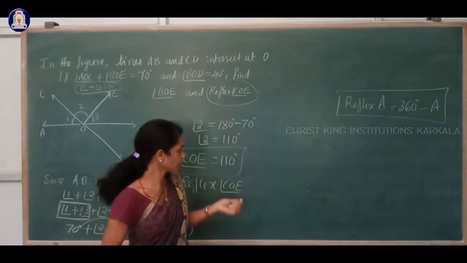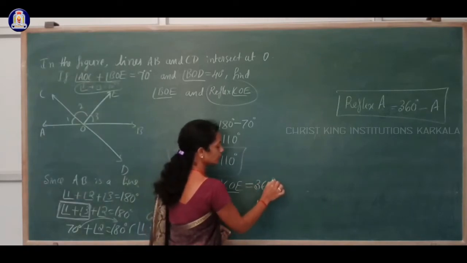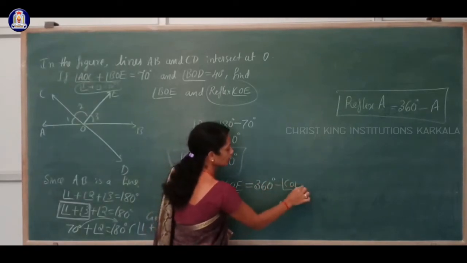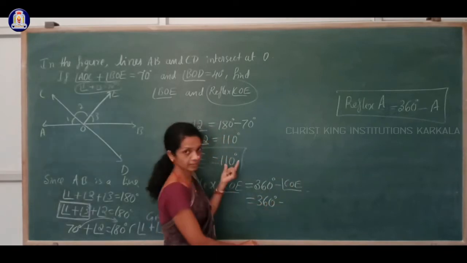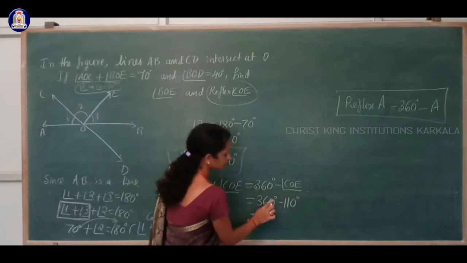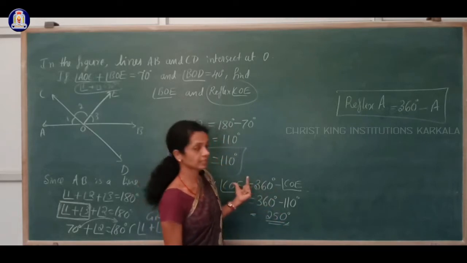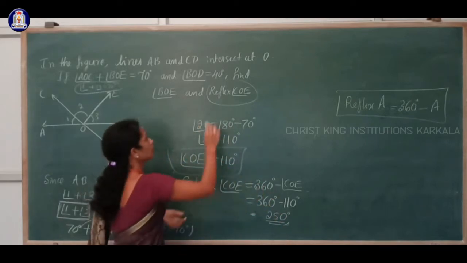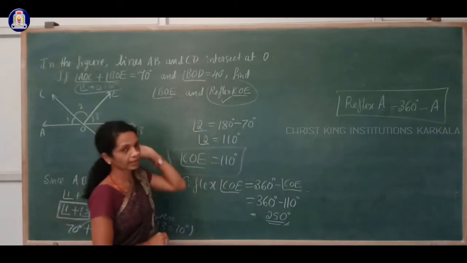So now the reflex angle of COE we are asked. That is equal to 360 degrees minus angle COE, that is 110 degrees, and that gives 0 minus 0 is 0, 6 minus 1 is 5, 3 minus 1 is 2. Okay, 250 degrees. So this is the reflex angle of COE. So we got the answer for this, and now we are left to find angle BOE.